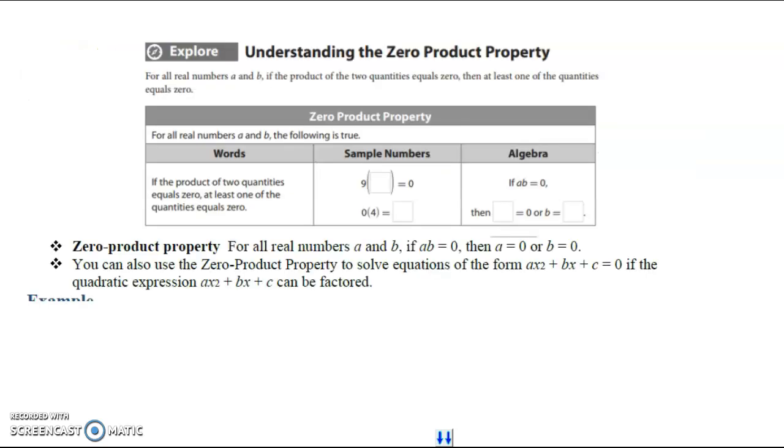To understand the zero product property, it says for all real numbers a and b, the following is true. If the product of two quantities equals 0, then at least one of the quantities must also equal 0. Because I know if I take 9 times 0, I'm going to get 0. One of them has to be 0. 0 times 4 is equal to 0. So if AB is 0, either A is 0 or B is 0. Zero product property: for all real numbers a and b, if AB equals 0, then A equals 0 or B equals 0, which we just did right here.